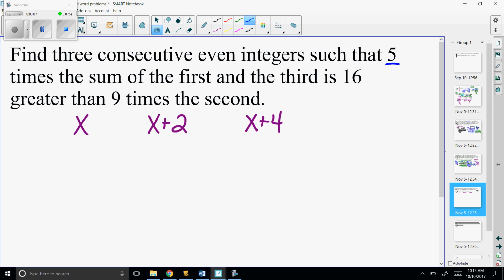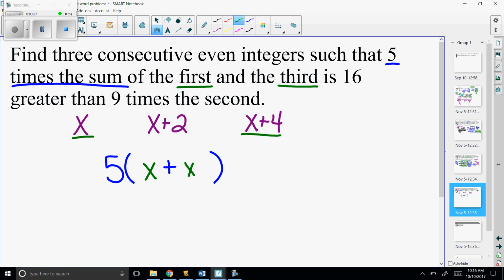So it says 5 times the sum. So if I wanted to write 5 times the sum, it would be 5, your parentheses, times a sum. What is your sum of? The sum of the first and the third. My first integer is x. What is your third integer? X plus 4. So it's 5 times the sum, that's what's in blue. The first and the third are in green.